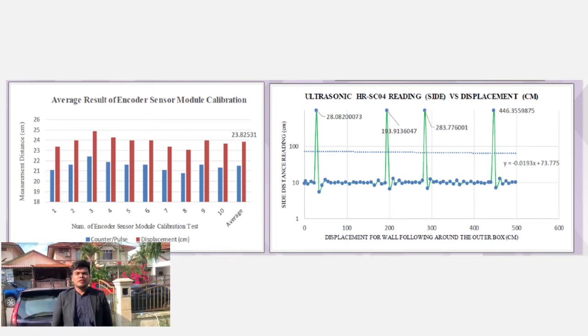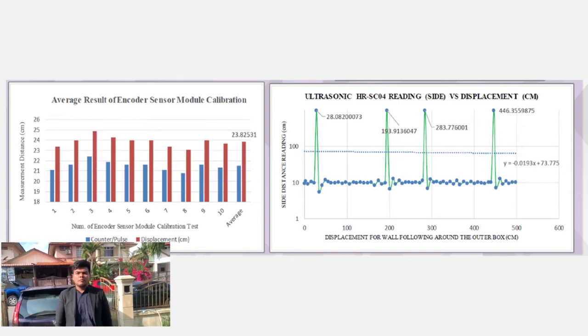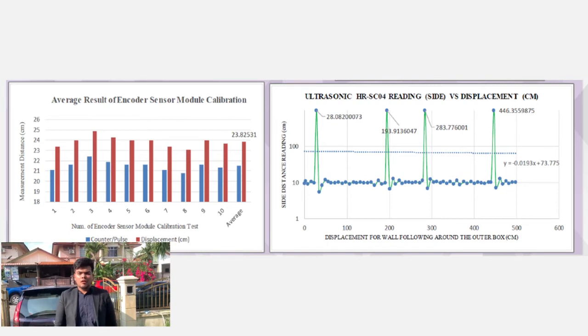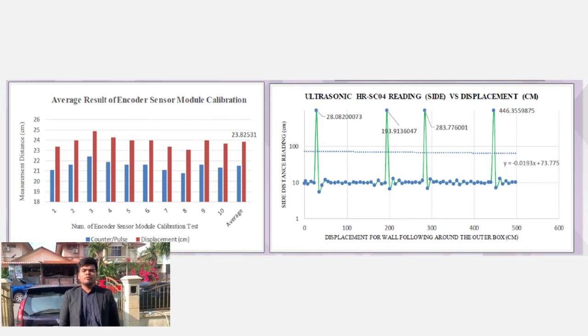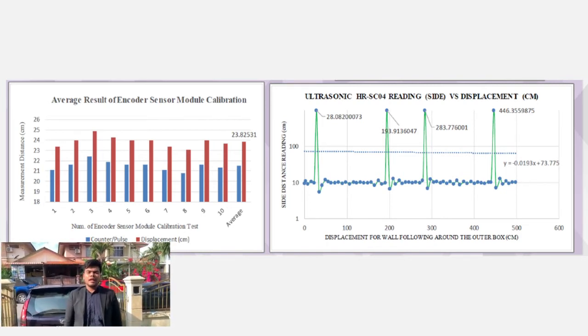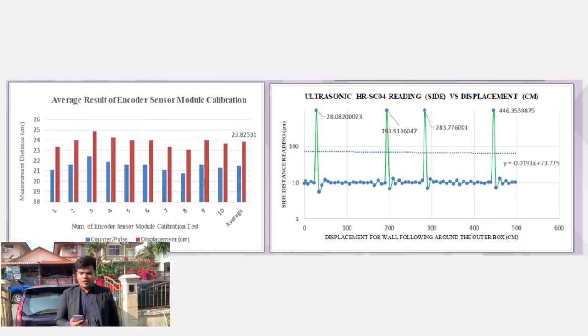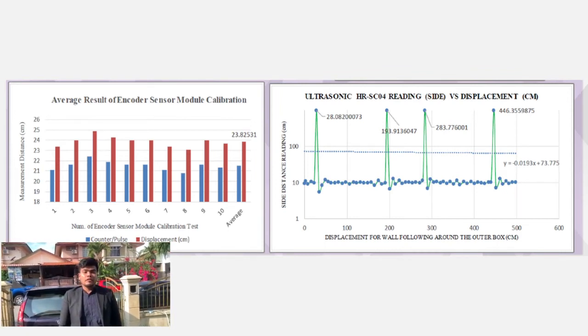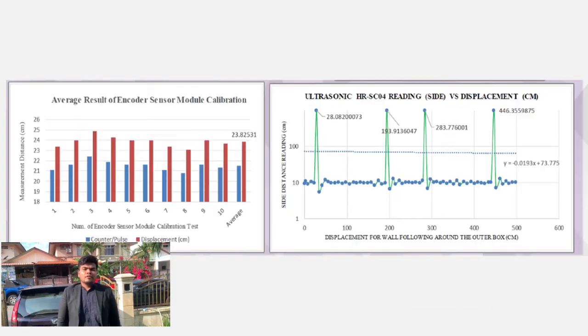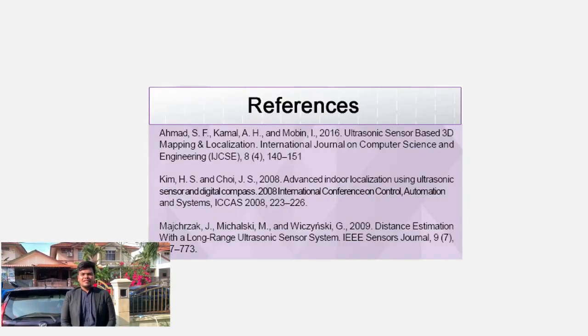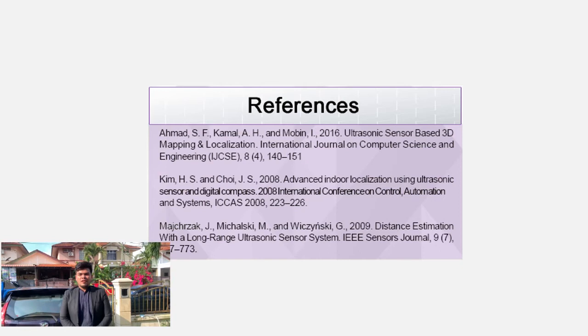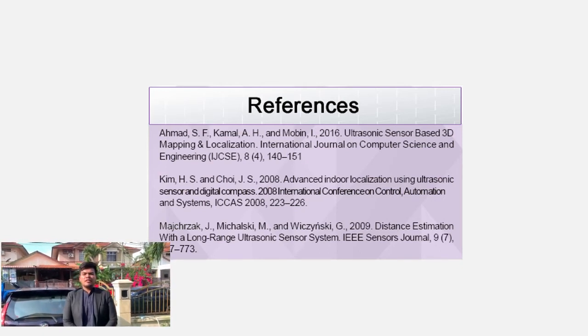The actual perimeter of the outer box is 403.86 cm. The automated robot for area mapping measured it and the displacement of the robot is 497.7904 cm, giving a difference of 93.9304 cm and resulting in 23.25% error. In order to make this project come real, this is the reference that I used.